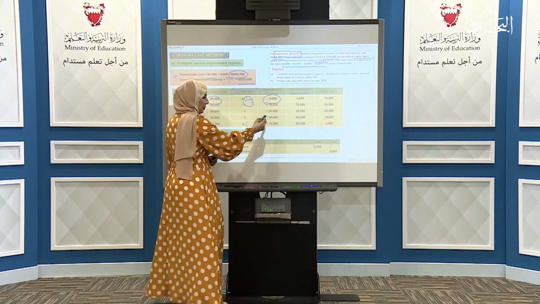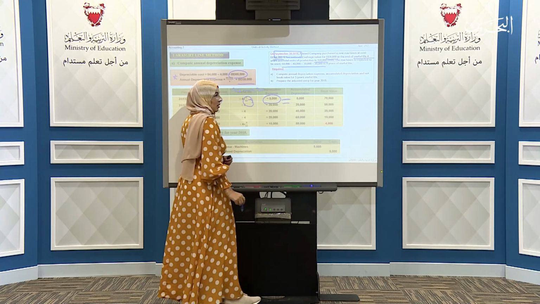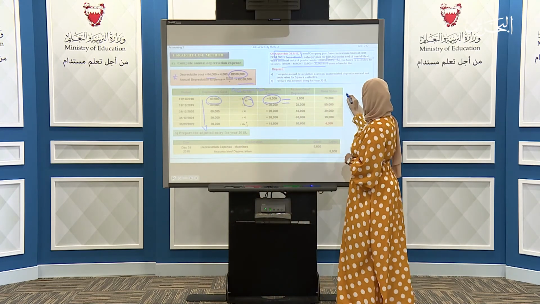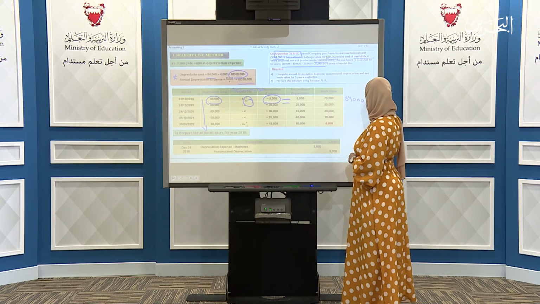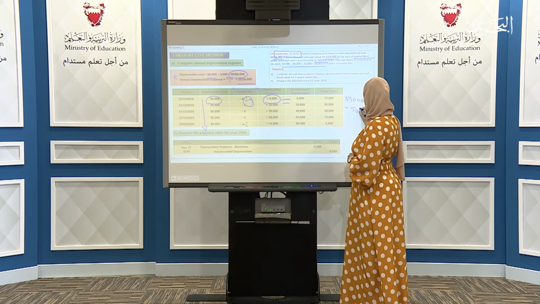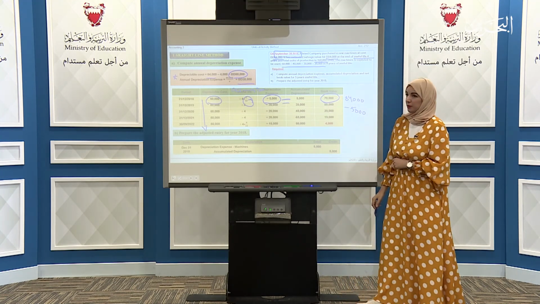Moving to the accumulated depreciation, for the first period it will be the same. Shifting to the book value, I should take the cost, which is 84,000, minus the accumulated depreciation for this year, which is 5,000. I will get the book value of 79,000.